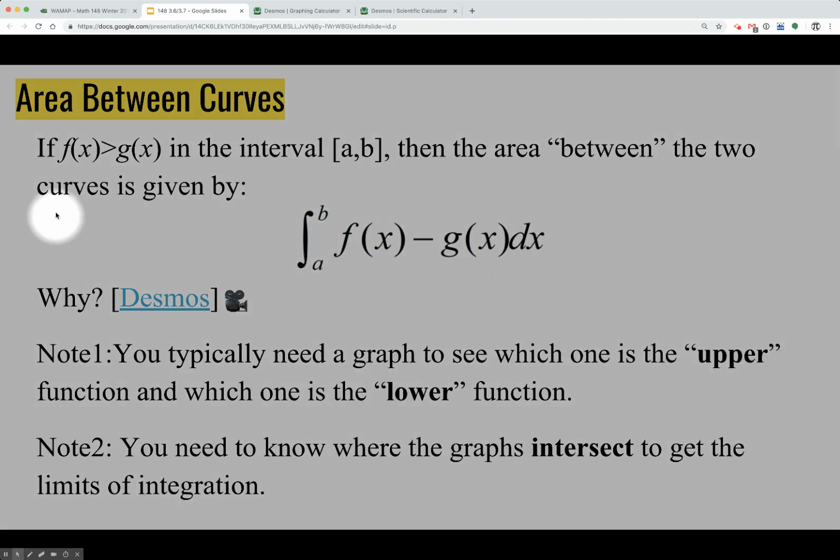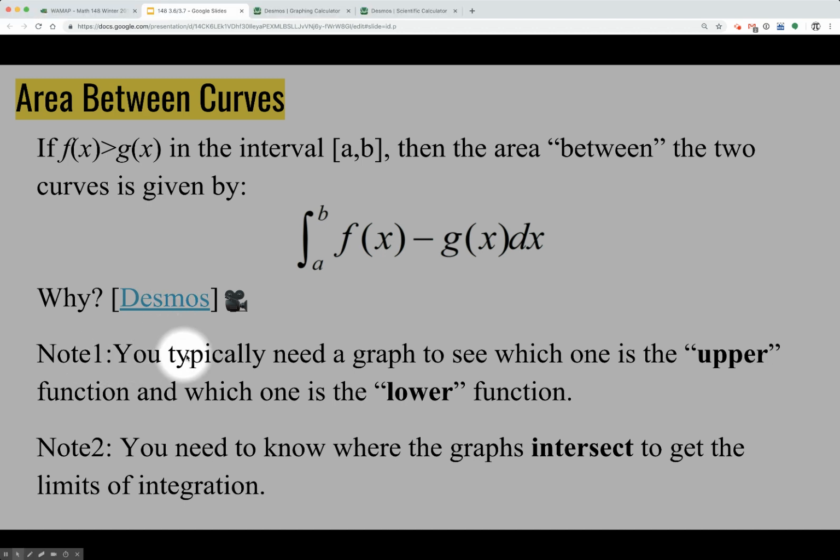So our basic premise here is that if you have one function f that is greater than another function g, in other words, the graph of f is above g, on some interval from a to b, then the area between the two curves is given by this integral. We take the integral of the function f minus the function g, and that will give us the area between those two curves. Now, we'll go to Desmos here in a moment, but a couple of notes.